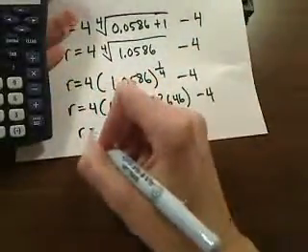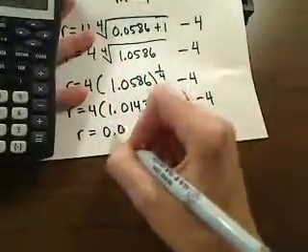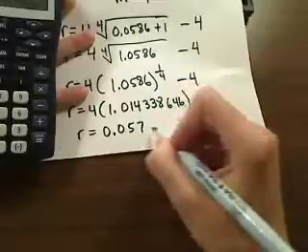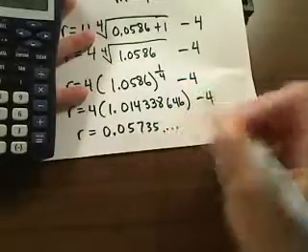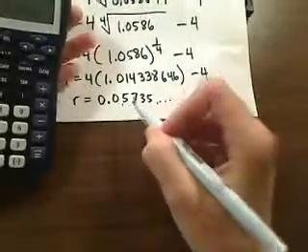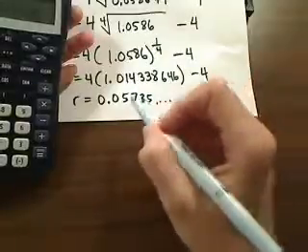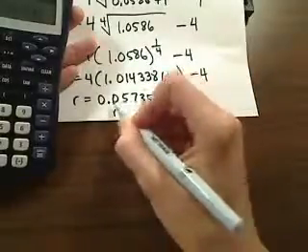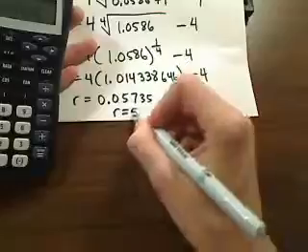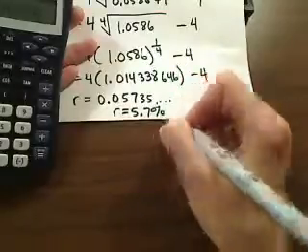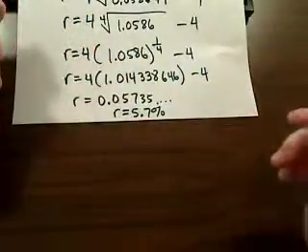And what we get here is 0.05735, and it goes on. They did ask us to round to just 1 decimal place here for the percentage. So changing this to a percentage, it would actually be 5.7%. And that's it for that problem.